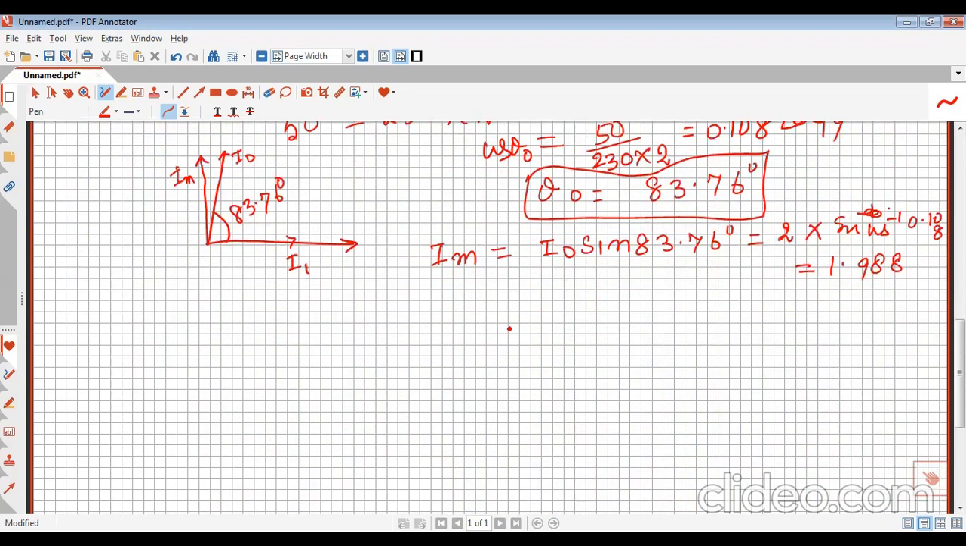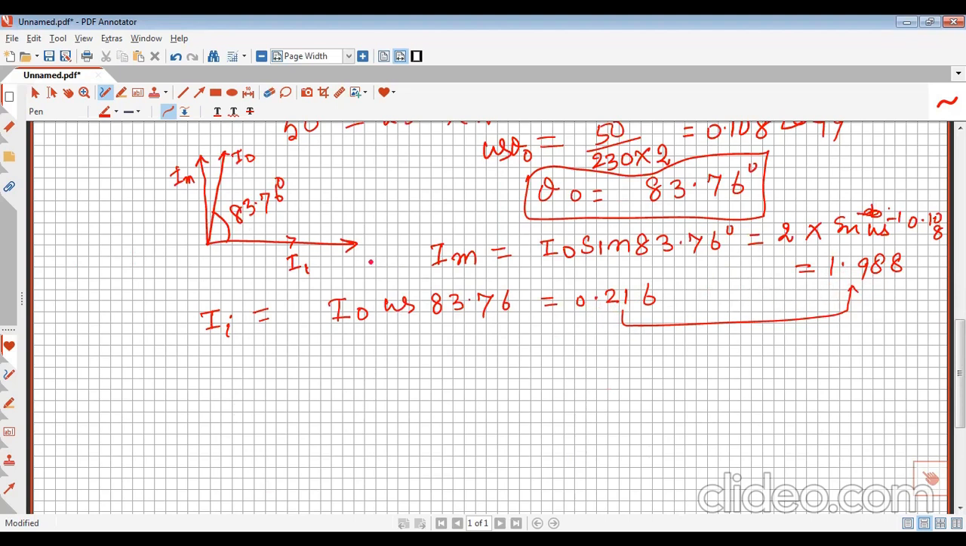Now we can also find the core loss component, that is II, which is equal to I naught cos 83.76 degree, and after putting this value, we will get around 0.216. Here, if we add these two values, you can see that the sum is not equal to 2. We should not be confused, because it is not an algebraic addition of these two values. It is actually a phasor addition, so we cannot directly add these two values. This value is very small and this value is very big.